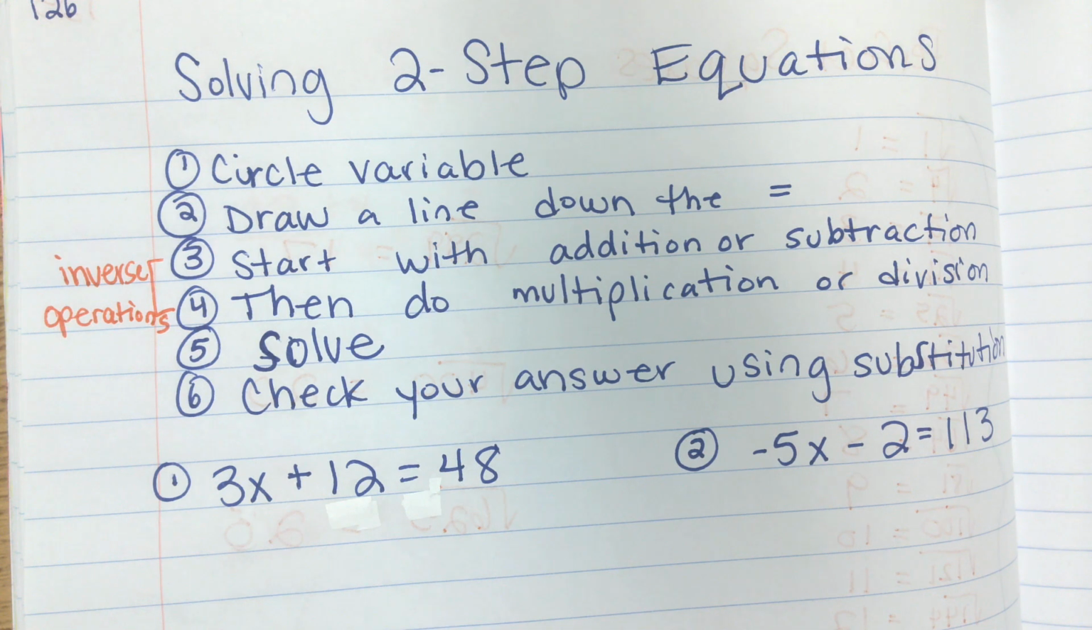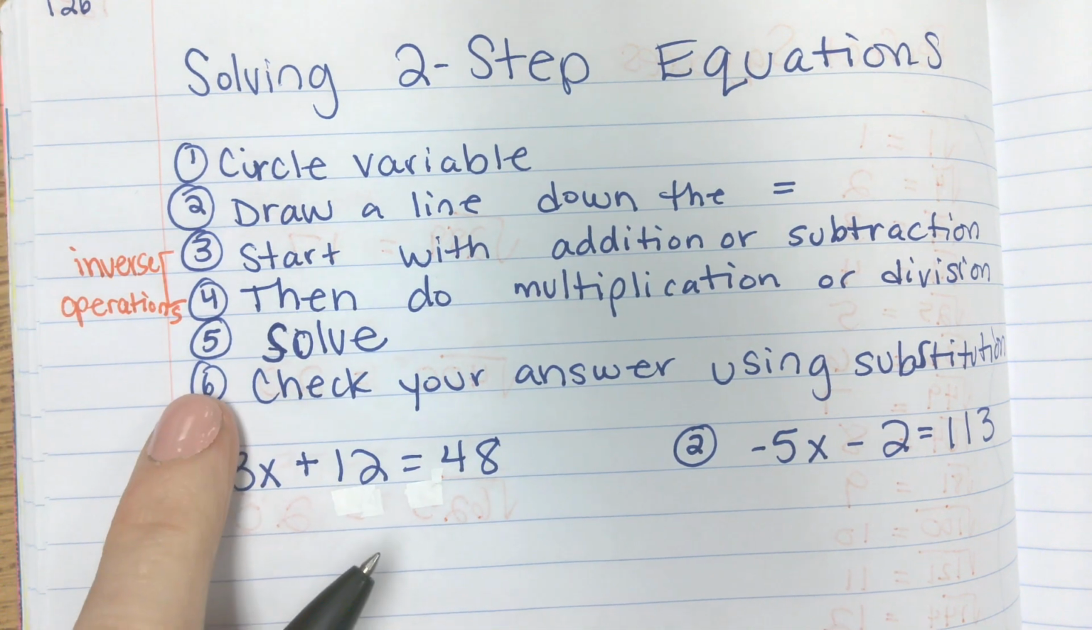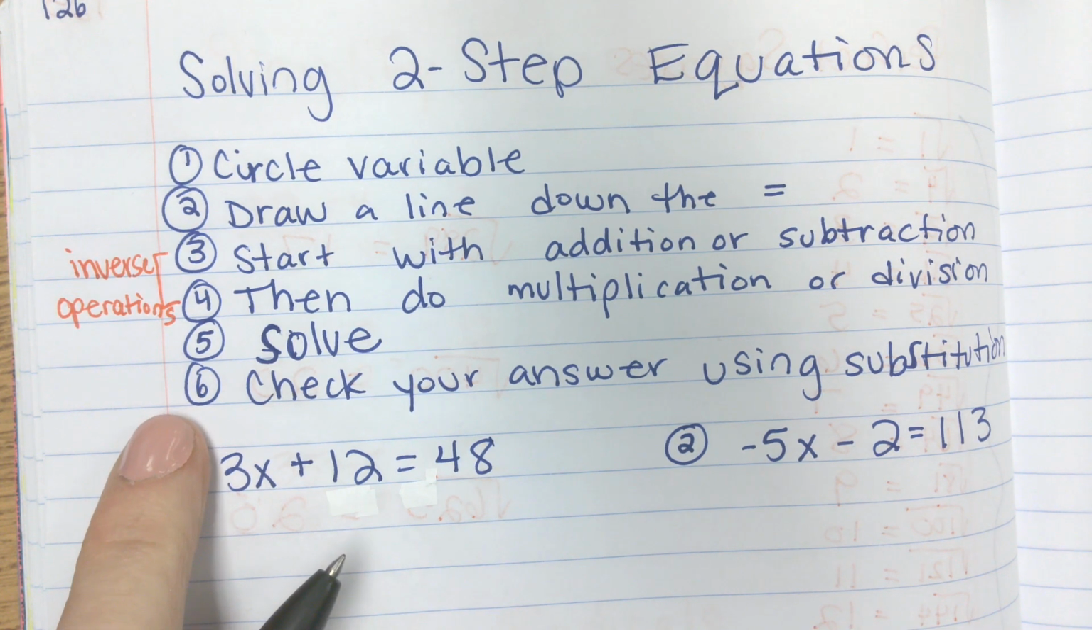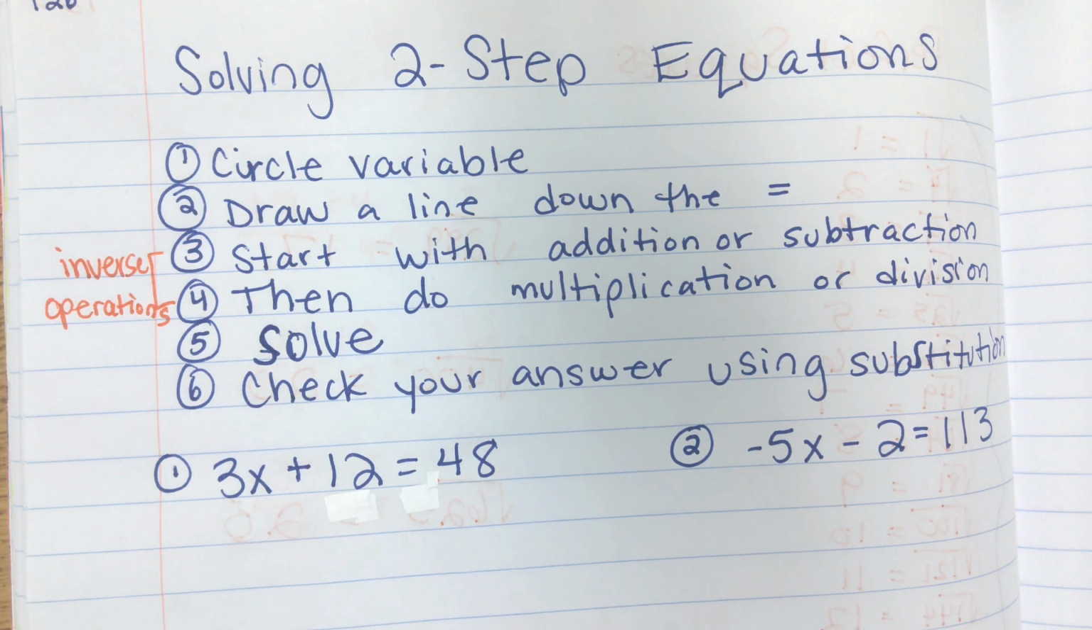After you do all your inverse operations, you should be able to solve and get your solution as x equals a number. Step 6, check your answer using substitution. This is your most important step because that ensures that you're getting the right answer every time. Don't be lazy. Make sure you do it.